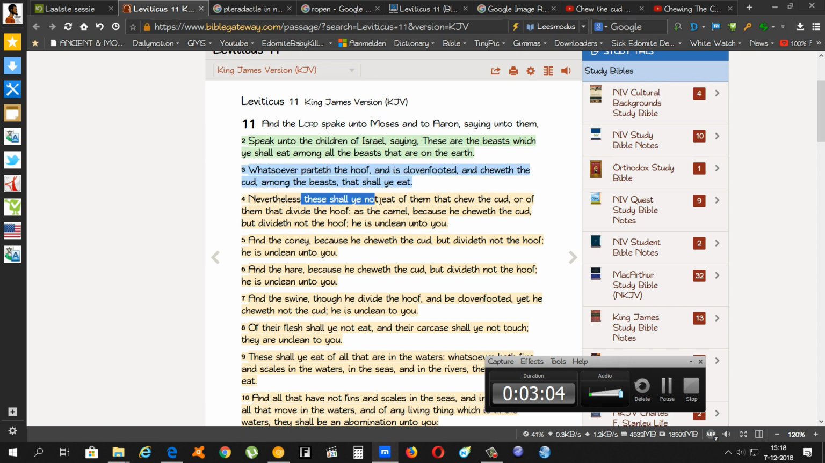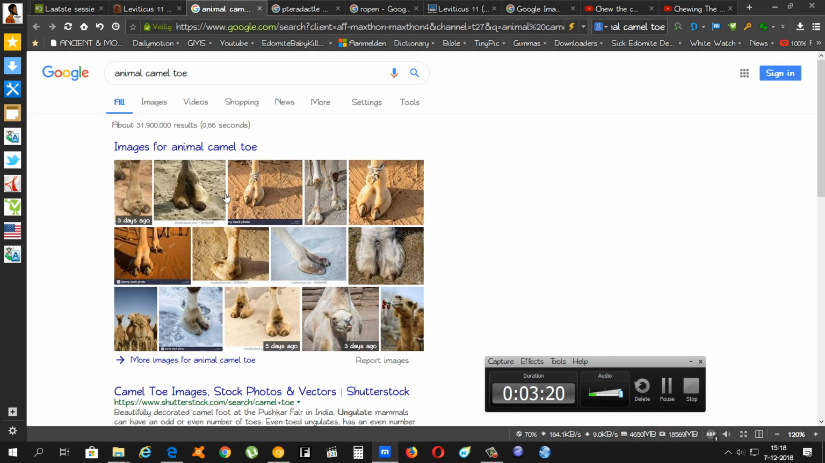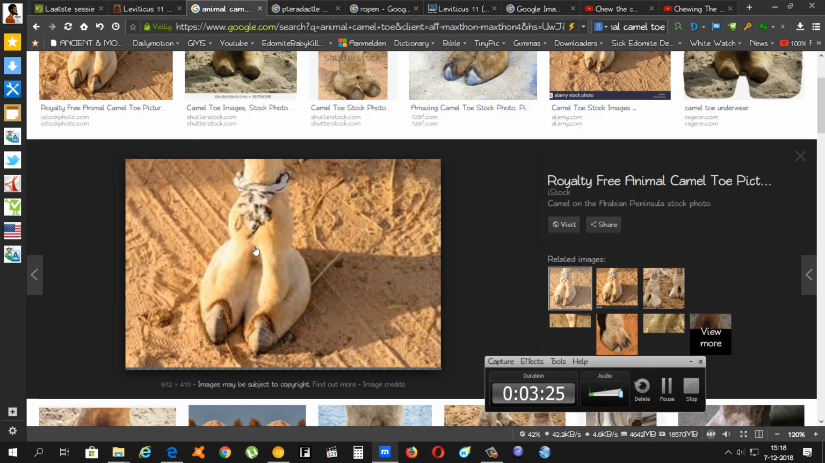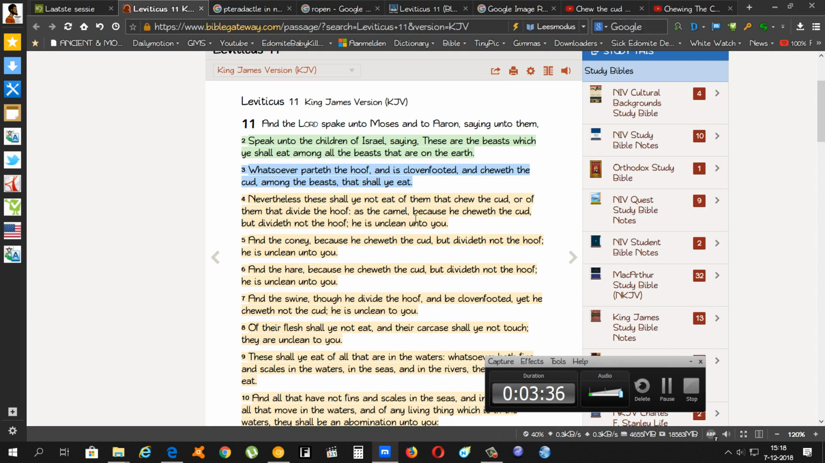Nevertheless, these shall ye not eat of them that chew the cud, or of them that divided the hoof, as the camel. Right, because the camel divides the hoof, but then their paws are kind of weird and stuff like that. It doesn't have that bone structure. It's kind of like some soft, I don't know, weird animal looking thing. The camel, because he cheweth the cud, but divided not the hoof, he is unclean unto you.